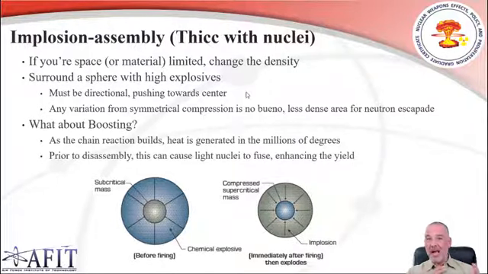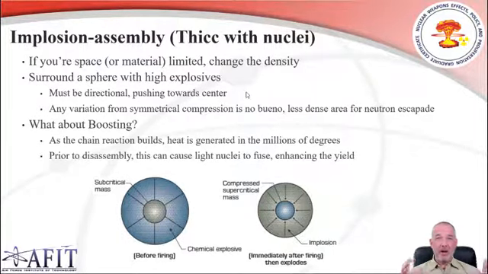Now, there's something that has to be taken into consideration here, as we talked about with the gun style assembly, but it's a little bit different. If you want to compress your spherical core, which is what we see in this official diagram, you kind of have to have your explosives all the way around it, and they all have to go off at exactly the same time so that they produce a pressure wave that completely and symmetrically compresses that core into that critical or supercritical assembly.